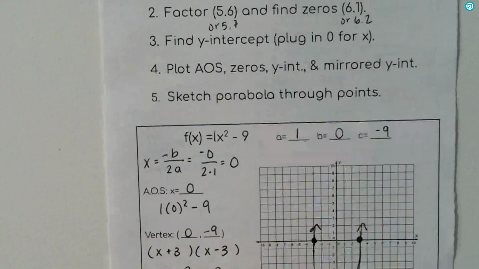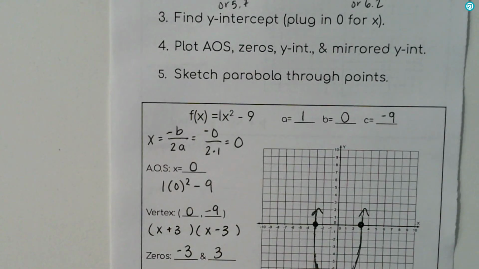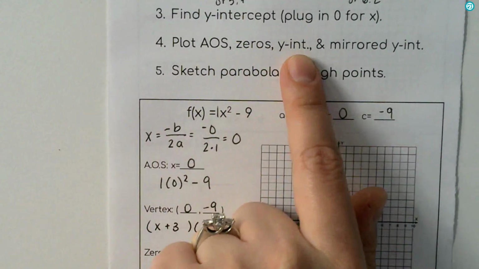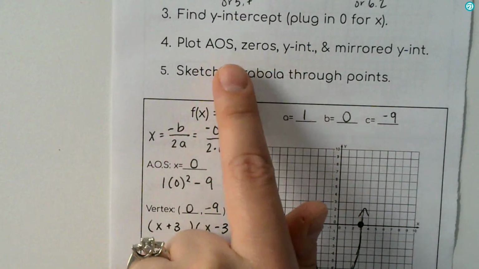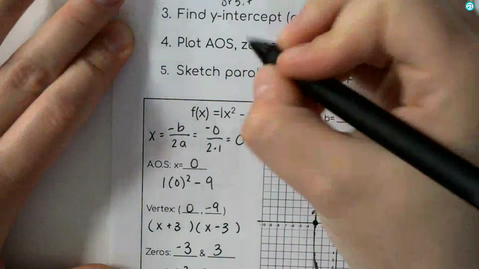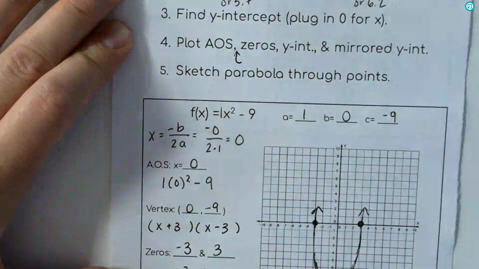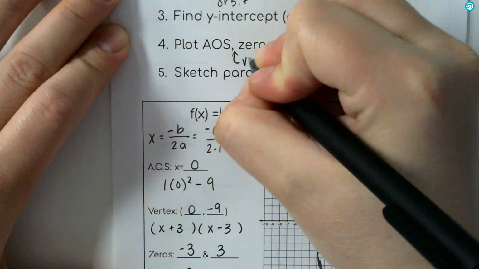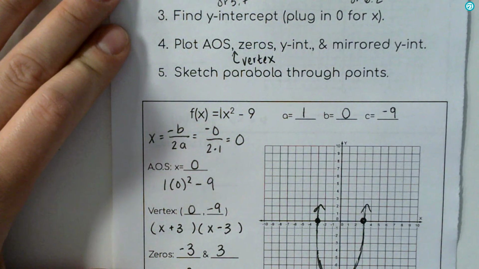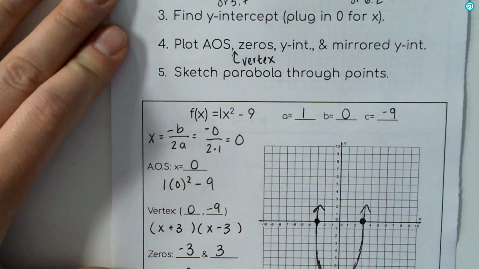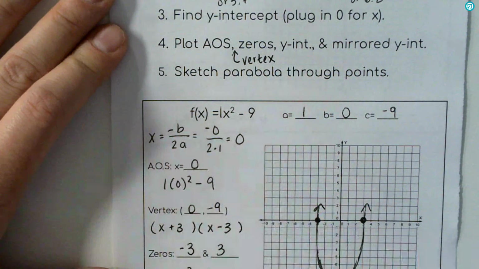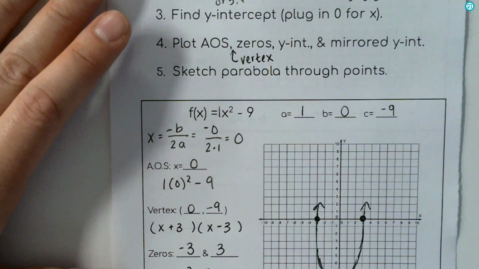All right, I skipped over telling you steps 4 and 5. Step 4 was to plot everything, which we already did. We did the axis symmetry, the zeros. The y-intercept ended up being the same as the vertex. And then the mirrored y-intercept. I really forgot a lot of stuff in here. I didn't include we should also plot the vertex. So axis of symmetry, vertex, zeros, y-intercept, and mirrored y-intercept. So we'll do this y-intercept and mirrored y-intercept on the ones on the back. And then we sketch our parabola through the points. Any questions right now?